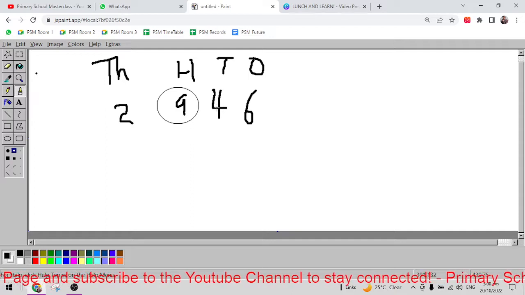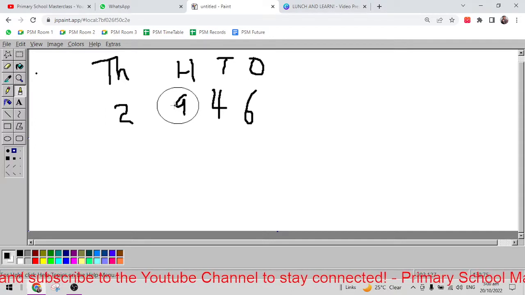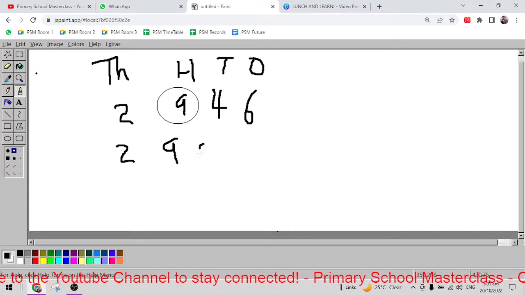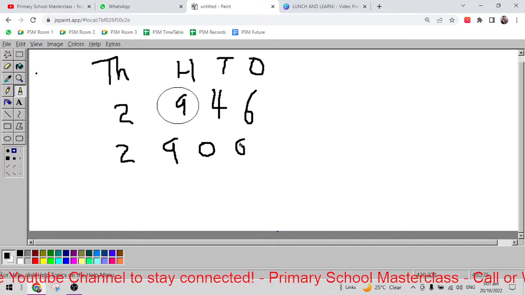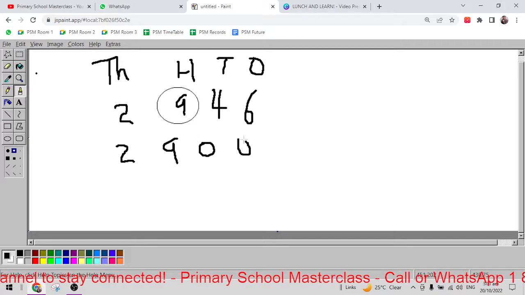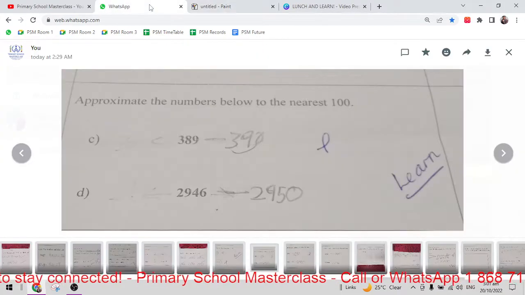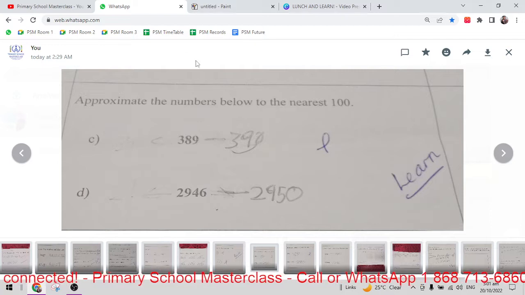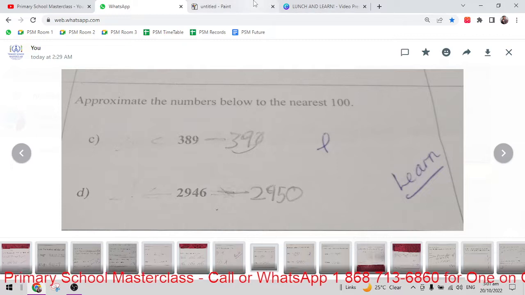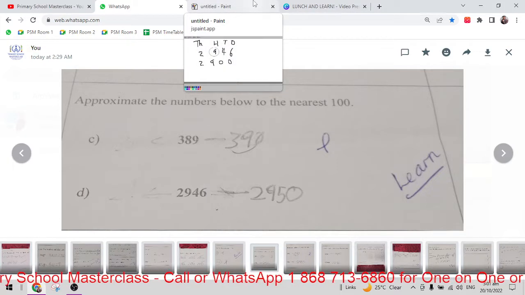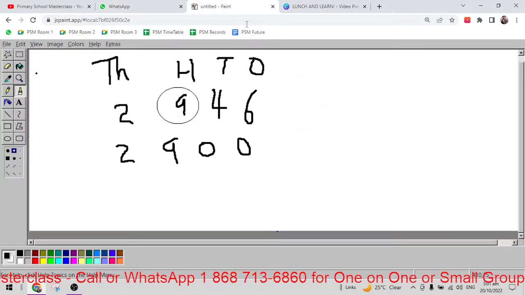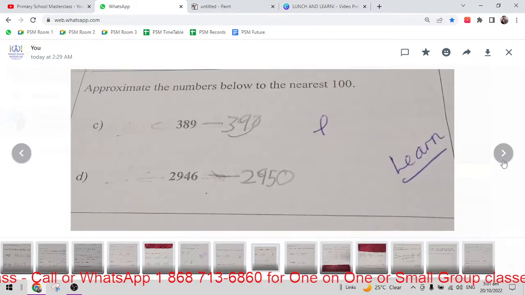Is 4 equal to or greater than 5? No, it is not. So I'm gonna leave my 9 alone. So the answer is gonna be 2, 9, and then I fill it with zeros. 2,900. Good. So 2,946 rounded up to the nearest 100 is 2,900. Yeah, moving on.